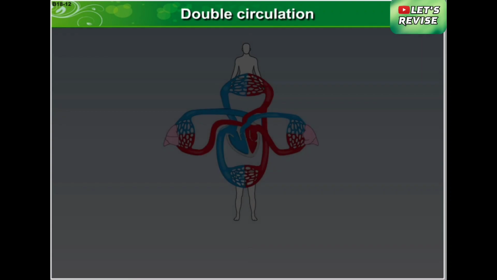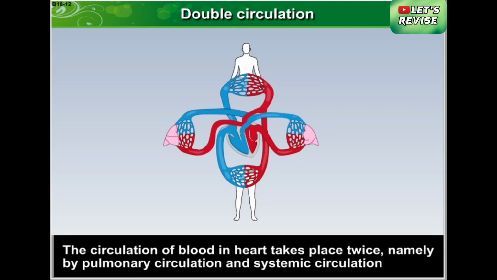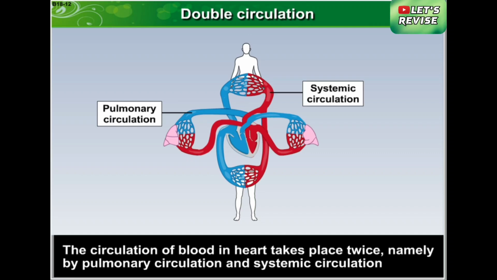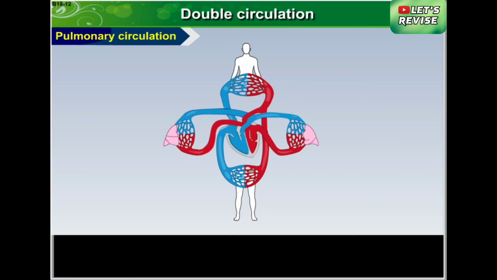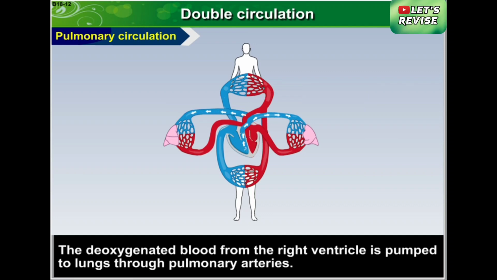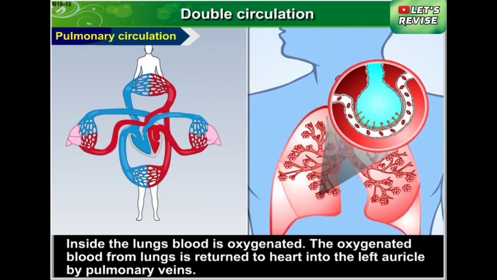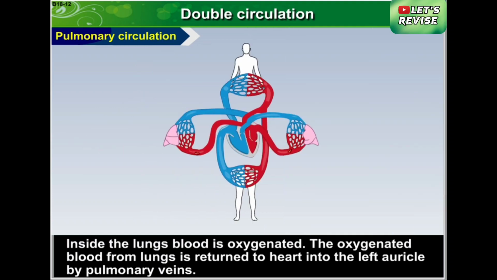Double circulation. The circulation of blood in the heart takes place twice, namely by pulmonary circulation and systemic circulation. Pulmonary circulation. The deoxygenated blood from the right ventricle is pumped to the lungs through pulmonary arteries. Inside the lungs, blood is oxygenated. The oxygenated blood from the lungs is returned to the heart into the left auricle by pulmonary veins.